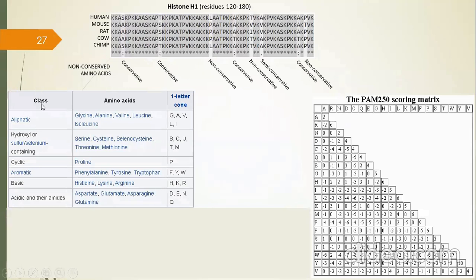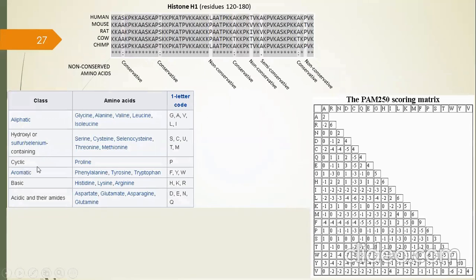And aliphatic, so the classes of amino acids, there are different classes of amino acids, like some are aliphatic groups. They have aliphatic amino acids, and that means glycine, alanine, valine, leucine, and isoleucine. And this is the one letter representation. Hydroxyl group or sulfur, selenium containing amino acids are serine, cysteine, selenocysteine, threonine, methionine. So these are sulfur or selenium containing amino acids.